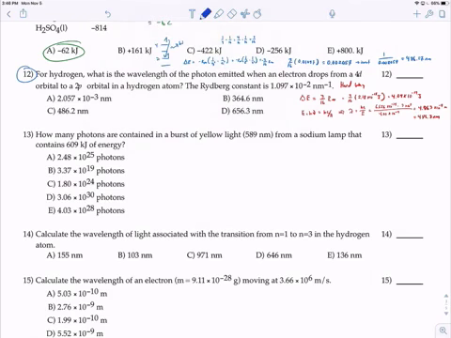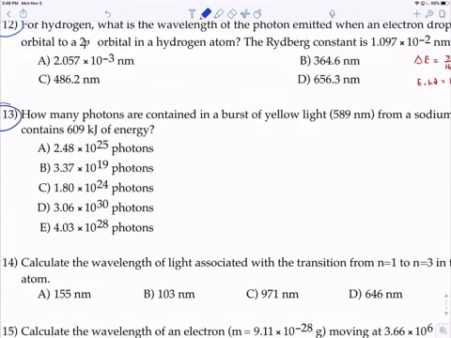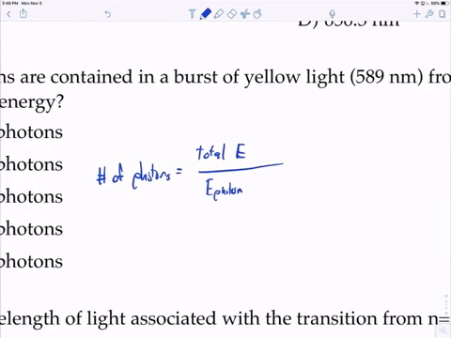So, how many photons are in a burst of yellow light from a sodium lamp that contains 609 kilojoules of energy? So the number of photons equals total energy all over the energy of the photon.